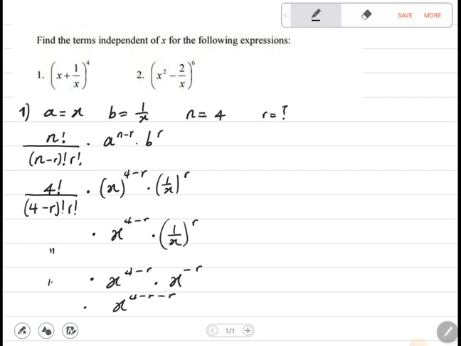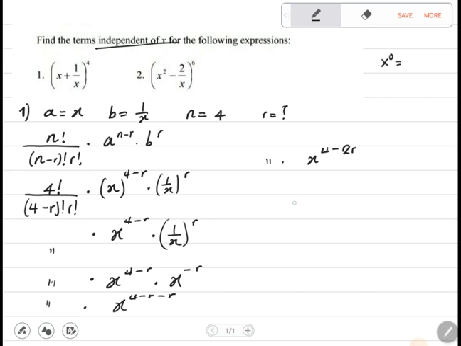Remember that we are keeping this part constant. So we proceed this side, keeping the same, multiplying by, and here what we have is x to the power 4 minus 2r. Now remember they are saying independent term of x. For the independent term of x, the following condition must apply: x is equal to the power 0. This should be equated to what you found here.